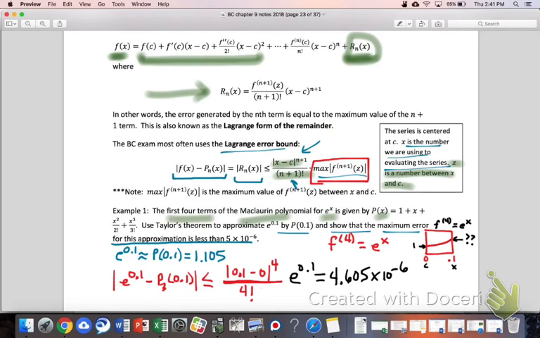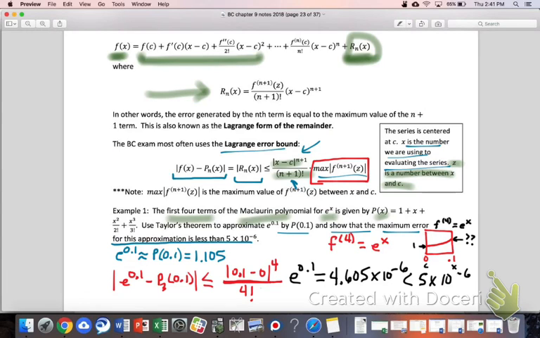6th. So remember the goal here was to show that our error is less than 5 times 10 to the negative 6th. And can you see that just by barely, our error is less than that, right? So we could say this is less than this 5 times 10 to the negative 6th.